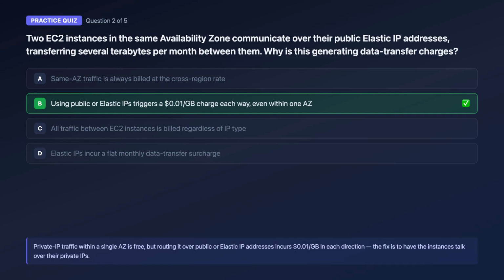This one is B. Private IP traffic inside a single AZ is free, but the moment you route it over public or elastic IP addresses, you pay a penny per gigabyte in each direction, the same rate as crossing zones. The fix is simply to have those instances communicate over their private IP addresses.